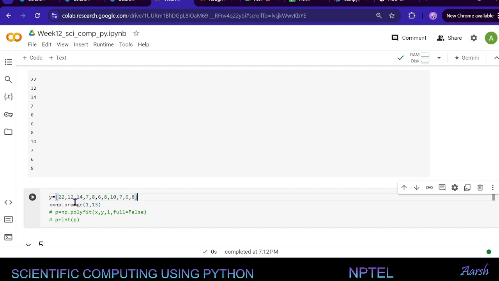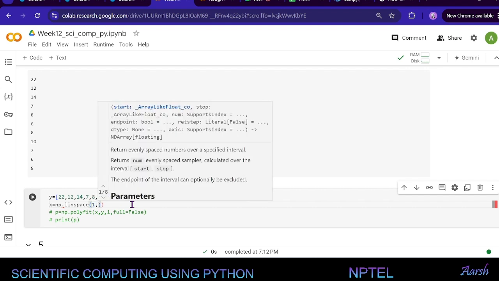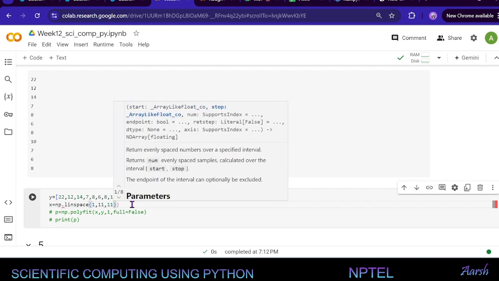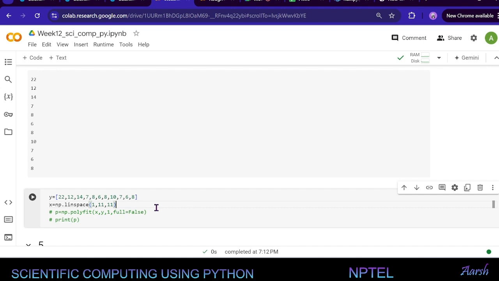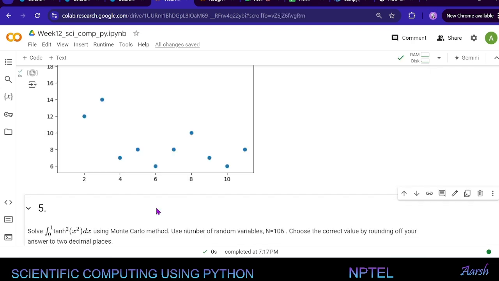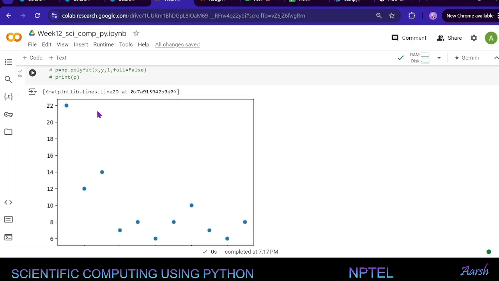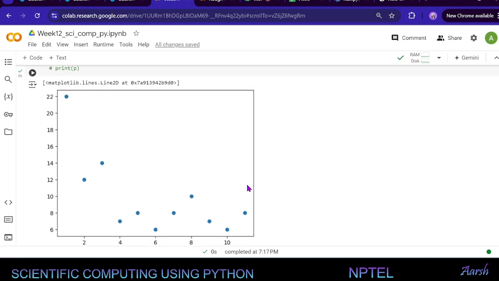So these are numbers 1, 2, 3, 4, 5, 6, 7, 8, 9, 10, 11. Let me just use linspace, starting from 1 to 11 using 11 points. And then plot x comma y. I get something like this. Anyone wants to guess what this is?